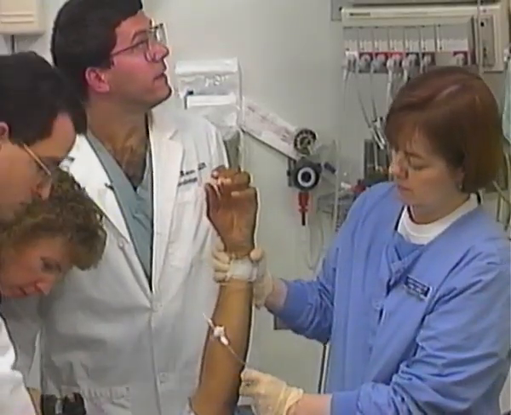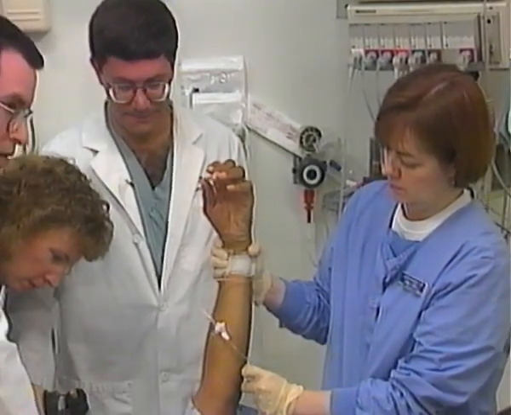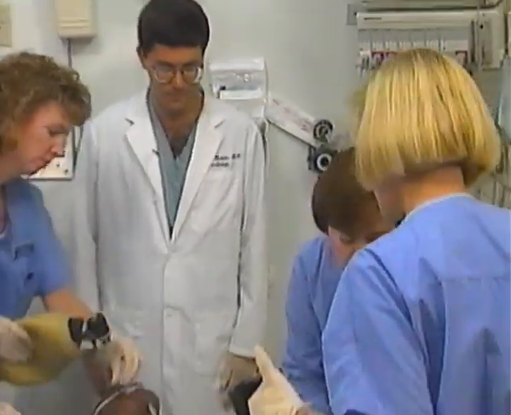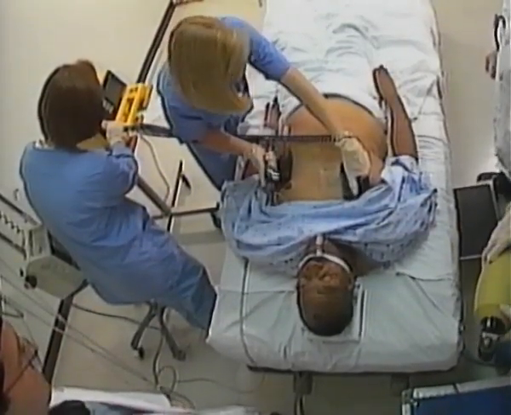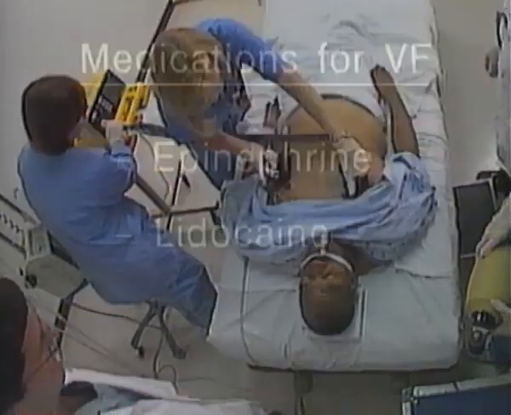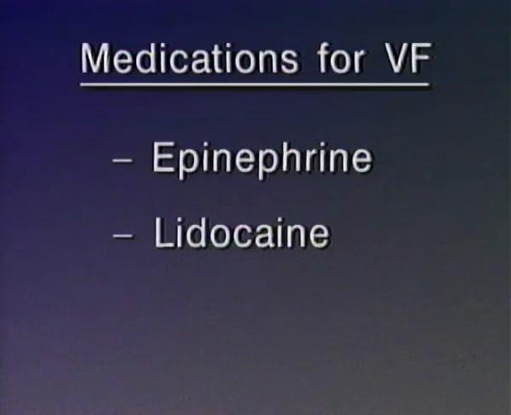Still have VFib. Let's go ahead and shock him again with 360. Charge to 360. Charged. 1, I'm clear. 2, you're clear. 3, everybody's clear. Shocking now. The first bolus of lidocaine with defibrillation failed to convert the patient's VF. In some cases, it is acceptable to give an additional bolus of lidocaine to a total of 3 milligrams per kilogram. For this particular patient, however, the clinician chooses to proceed to administration of another drug, bretylium.